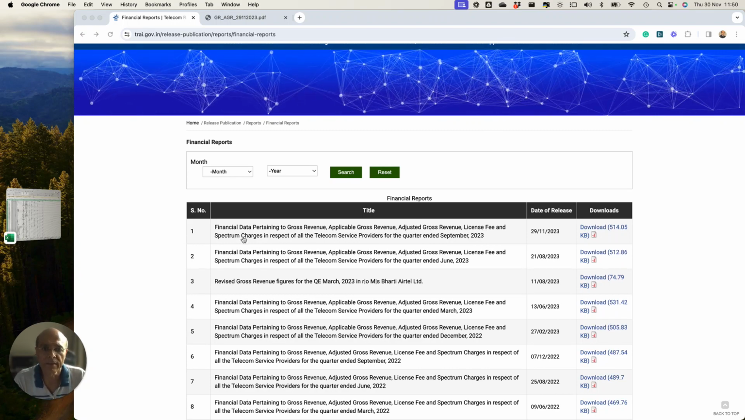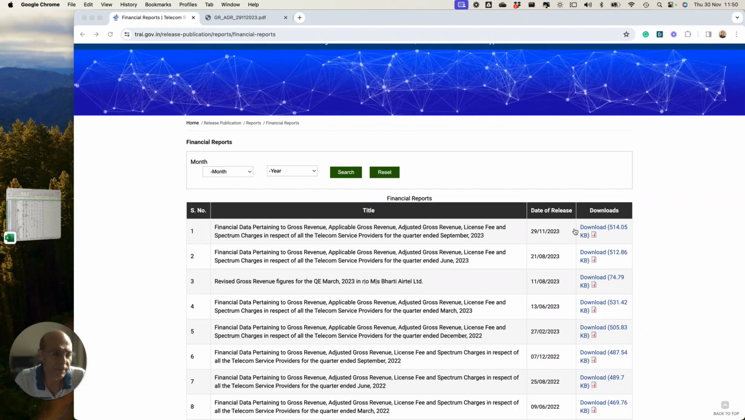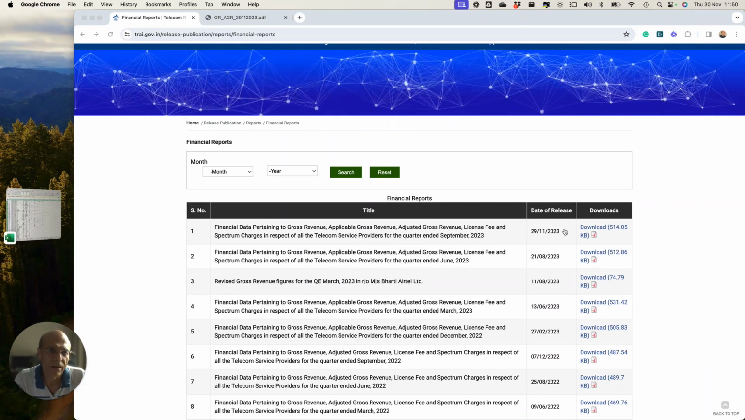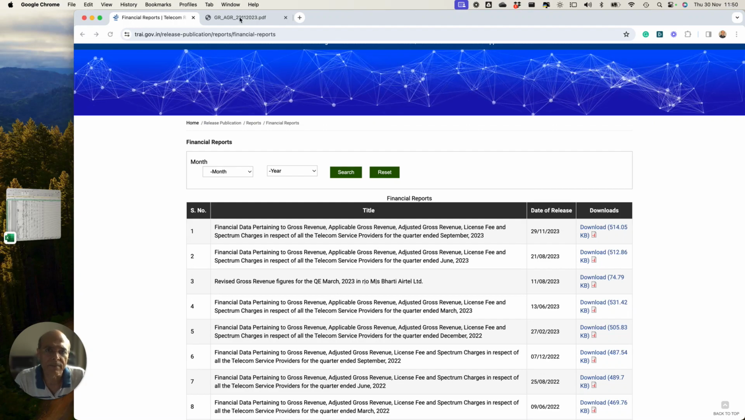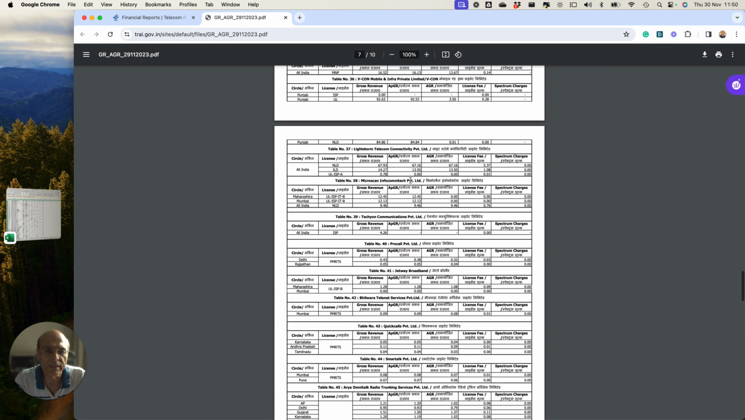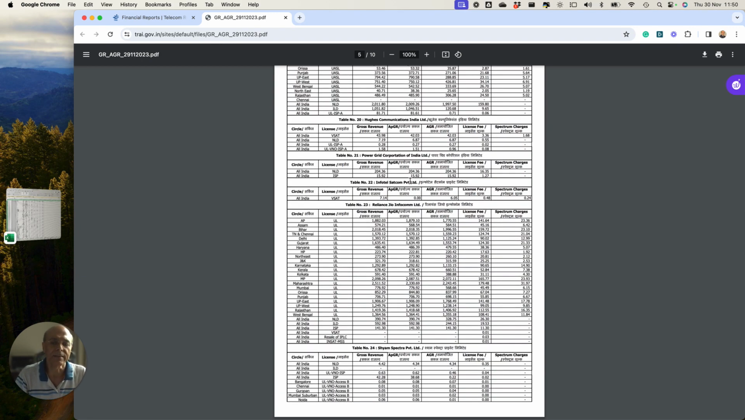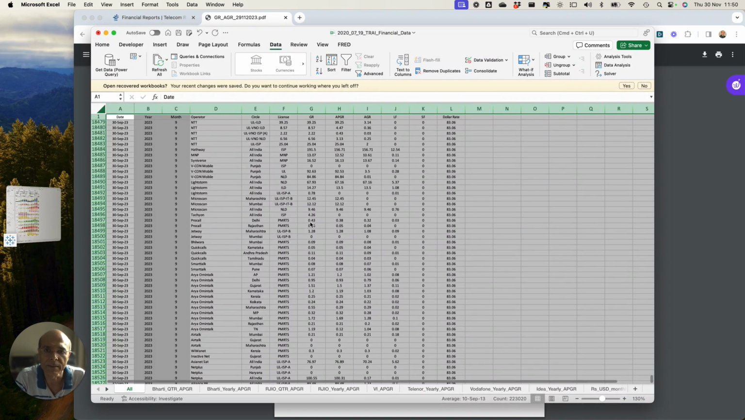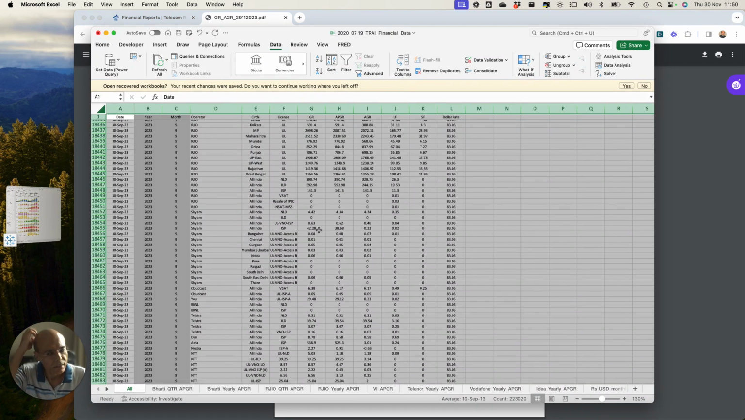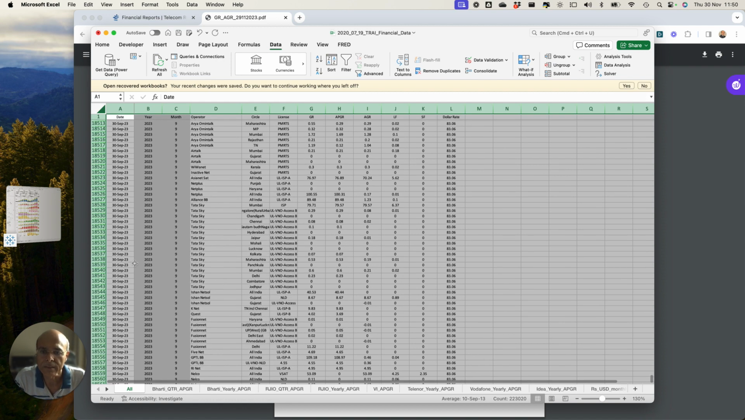Yesterday TRAI posted the Indian telecom operators' financial data regarding gross revenue, adjusted gross revenue, license fee and spectrum usage charges on this website, which I am showing to you. The data is in this particular form. Every quarter, TRAI comes out with this financial data of all the operators. This data is in such a form that it becomes very difficult to aggregate, but I have made some effort to aggregate it in this sheet. It has data starting from 2007 till 2023, the last quarter, which is the September quarter.